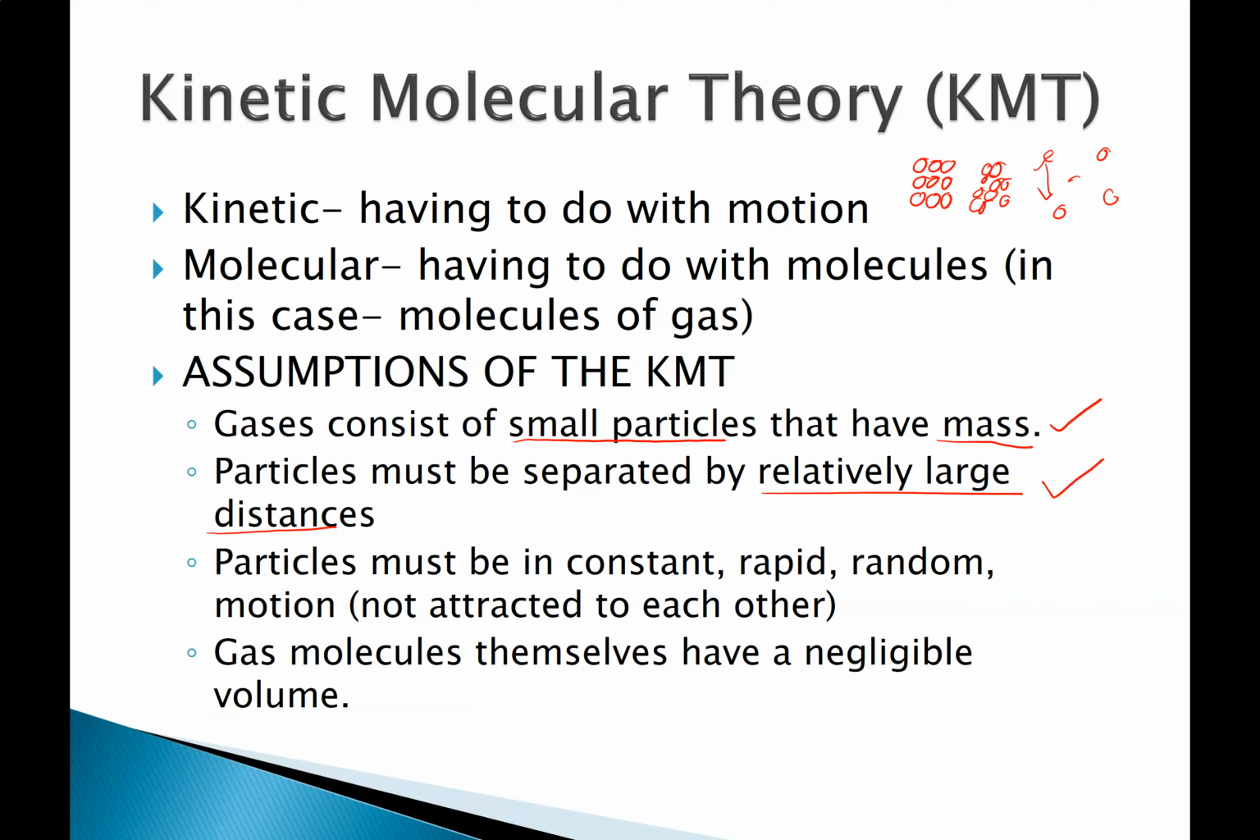Gas particles must be in constant, rapid, random motion. So that's saying that these particles are actually moving really quickly. Those little lines are supposed to show some movement, which I think we can agree on. And then it also talks about the fact that the motion is random, which means the particles are not attracted to each other. And so that's something we can assume to be true.